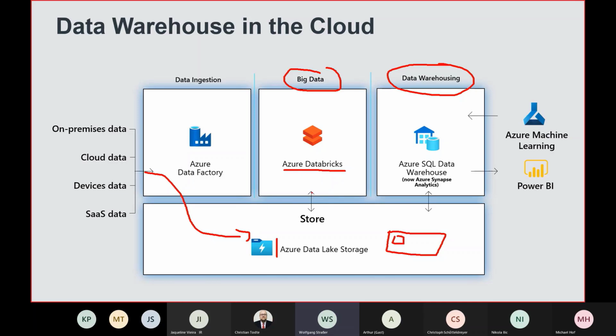And that arrow is twofold. So Azure Databricks reads the data from the initial storage, but also writes back the results of your analysis to the storage.